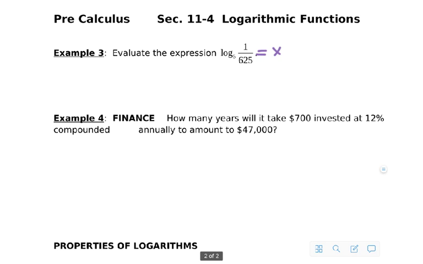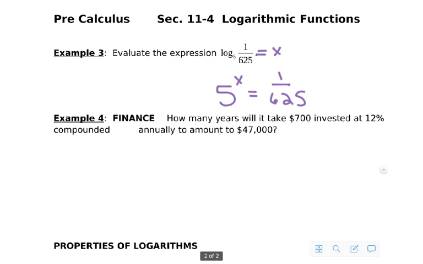And then I have them rewrite it in exponential form. So in exponential form, it's going to be 5 to the x equals 1 over 625. In order for a number to be raised to a power and result in a fraction, the exponent must be negative. Remember, negative exponents flip the fraction.